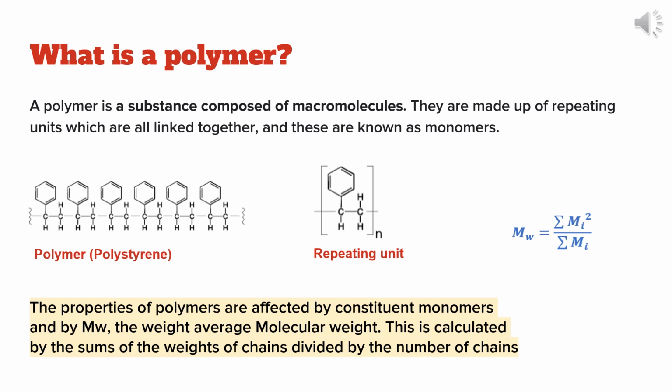According to the International Union of Pure and Applied Chemistry, or IUPAC, polymers are substances composed of macromolecules, very large molecules with molecular weights ranging from a few thousand to as high as millions of grams per mole. These are made up of repeating units, which are all linked together, and these are known as monomers. The properties of polymers are affected by constituent monomers and by Mw, the weight average molecular weight. This is calculated by the sum of the weights of chains divided by the number of chains.